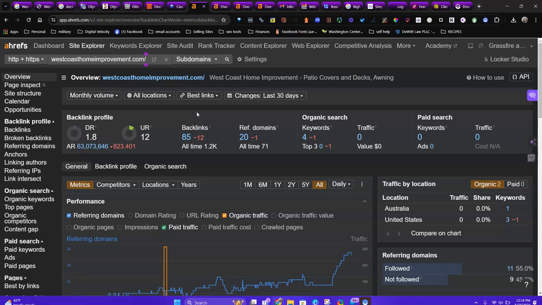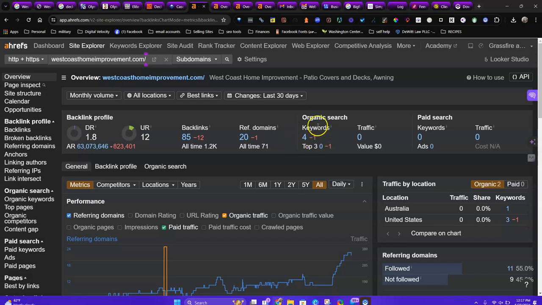There's also what's called no follow links, and there's no power shared in a no follow link, but do follow links are what we build to get you that power, because that's how you drive your keywords up in the ranking. The referring domains are just the websites that are hosting those backlinks. So there's 20 websites that you have 85 links coming from.